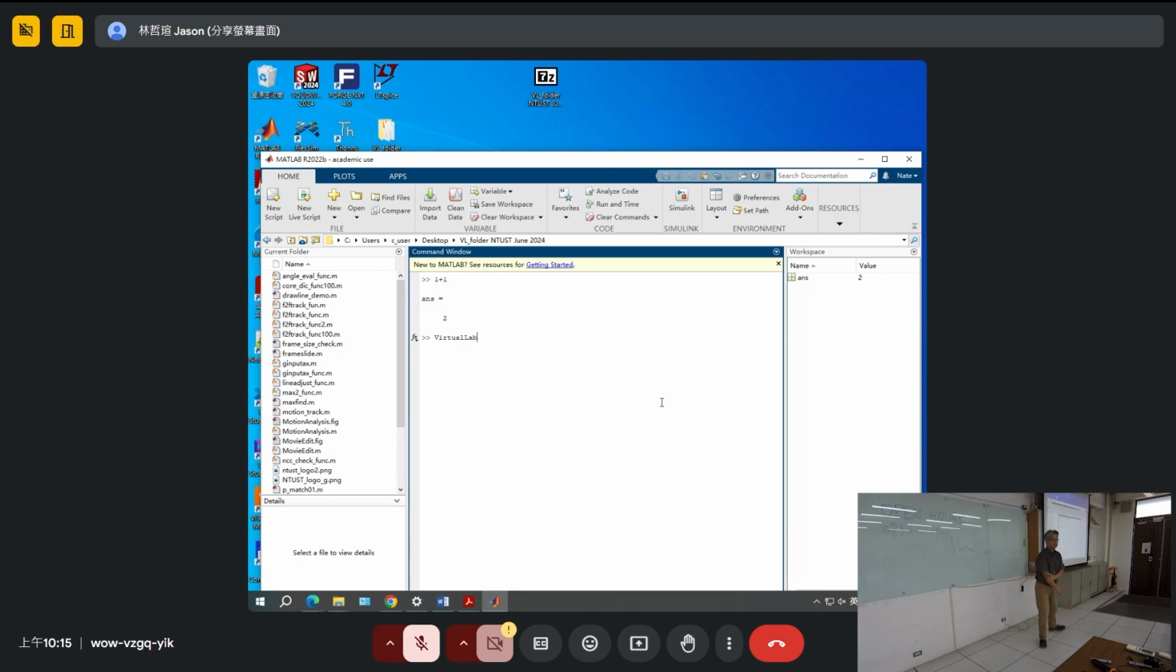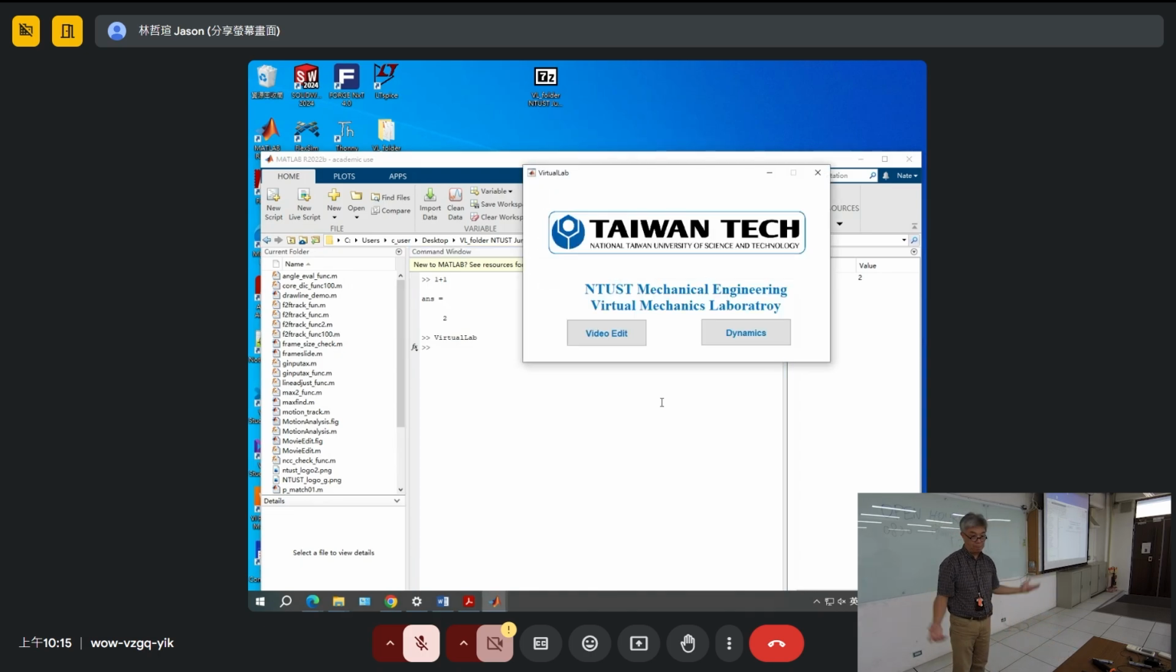Okay, good? This is the workspace. When you use MATLAB, you type everything here, basically. The name of the program package is called Virtual Lab. But you have to be careful. This is capital, capital. Then you hit return, then the program window shows up. Alright, then after this, we will just use the windows.